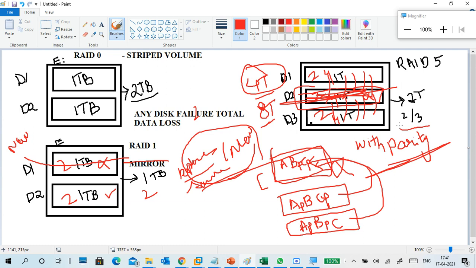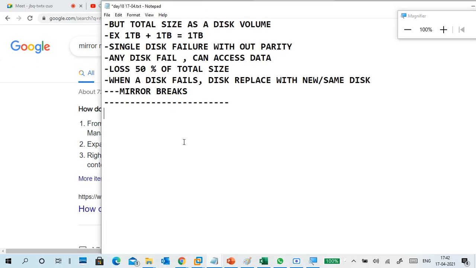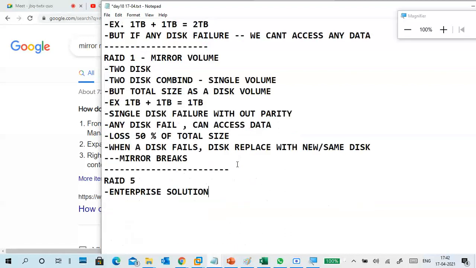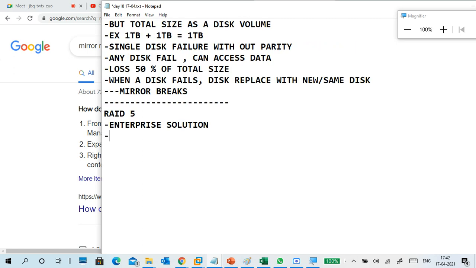Next, if two disks are failure, so possible, right? If one disk is failure and the second disk is also failure, it means total data loss. We can't regenerate the data generally. So compulsory two disks are there. So this is called RAID 5. RAID 5 name is RAID 5 only. It is an enterprise solution. And important is, RAID is not a replacement of backups. It is an enterprise solution.